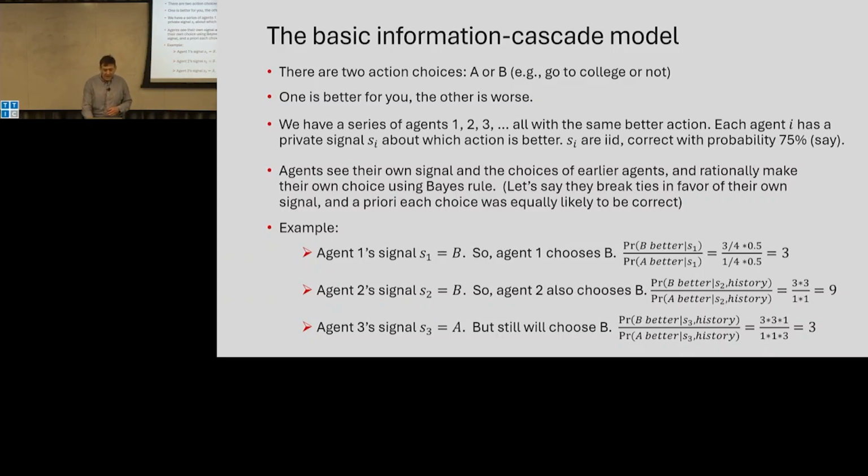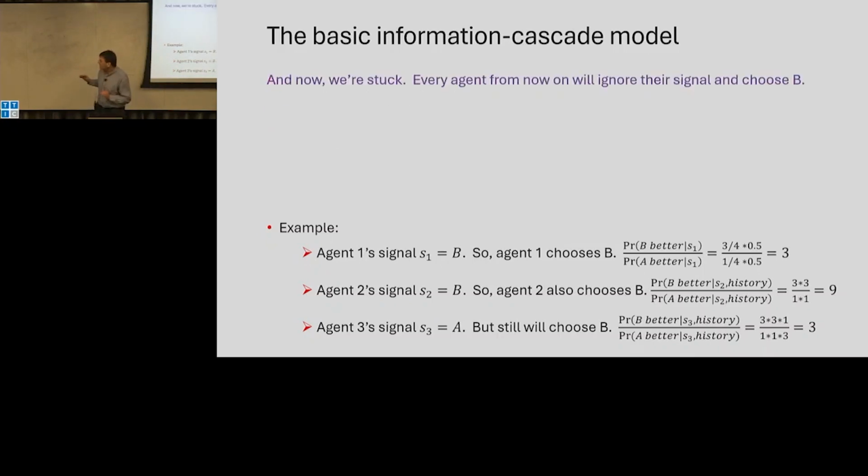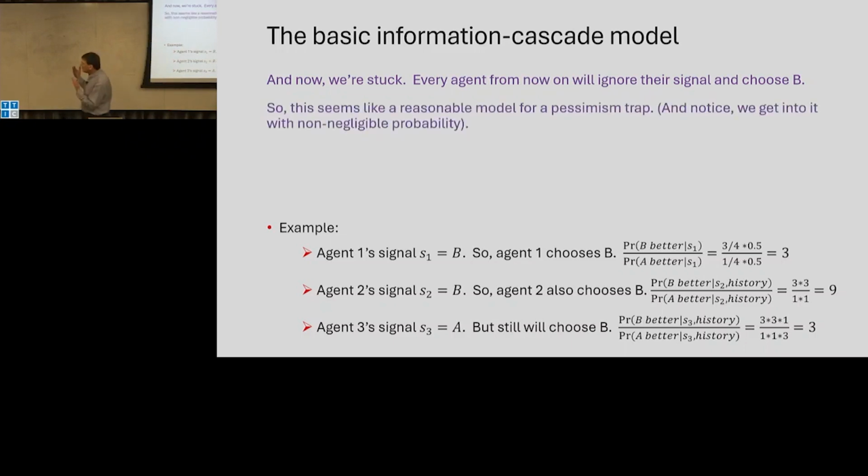So notice what's going to happen now, though. We're now stuck. Every agent from now on is going to ignore their signal and do B. And so the whole system is stuck in doing B. This is called the information cascade, and it seems like a reasonable model, which we will use for a pessimism trap. And it's somewhat unlikely to happen. After all, if A was really the better action, it's somewhat unlikely for the first 2 people to both get B as their signal. That's not crazy unlikely, it's just 2 people. And so it ends with non-negligible probability.